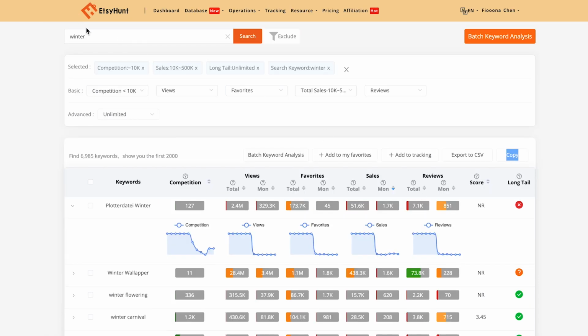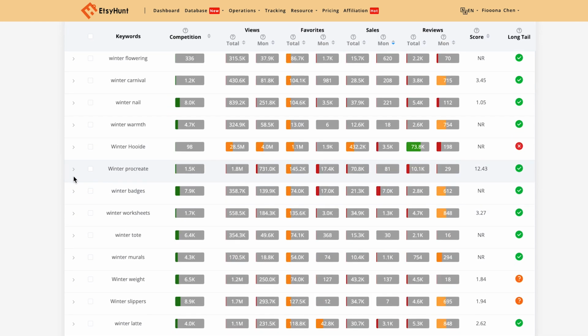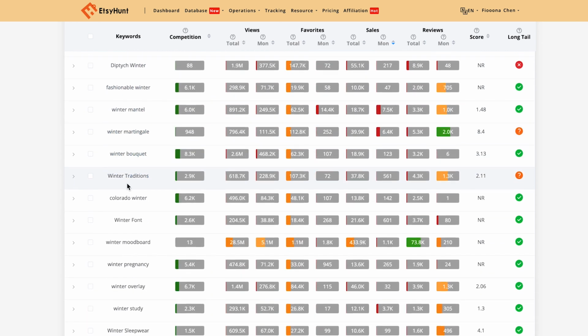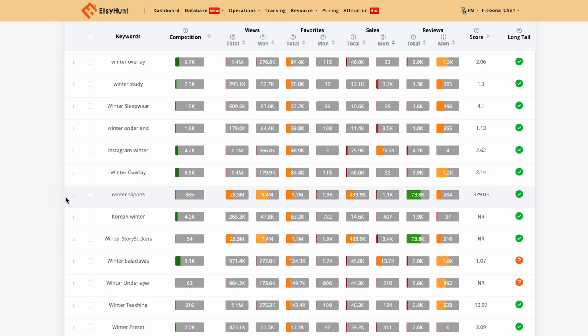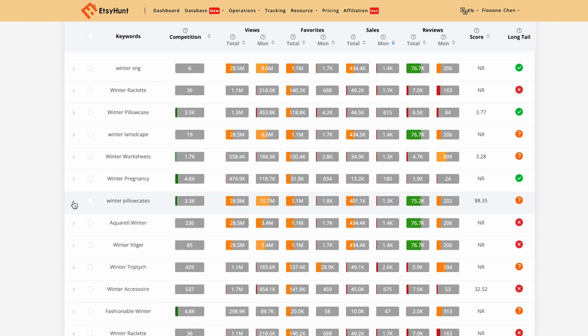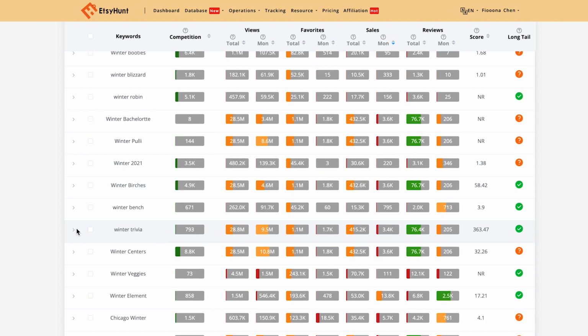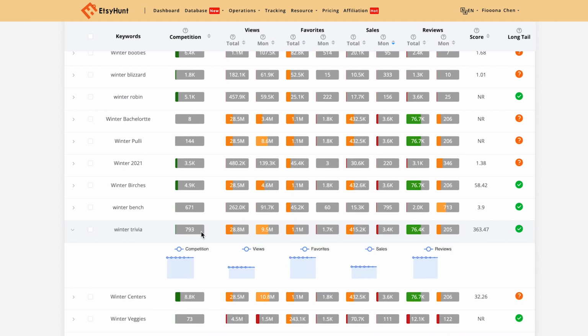Let's take a look at seasonal keywords. By entering winter and filtering for competition levels of 0 to 10K and total sales of 10K to 500K, we can see the following query results. We can see that keywords like winter slide puns, winter pillowcases, winter trivia, and winter seats have relatively low competition, high sales, and high scores. If you are preparing to launch new products for winter, you might consider using these keywords and categories.